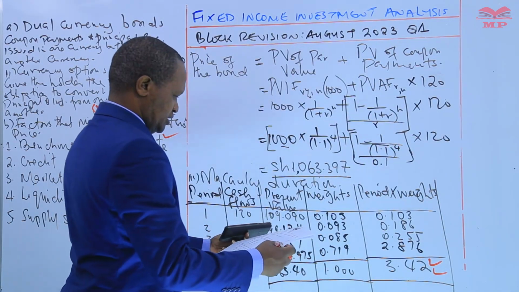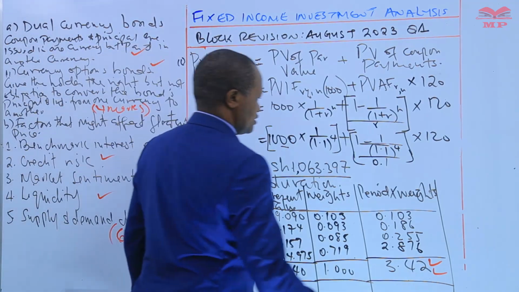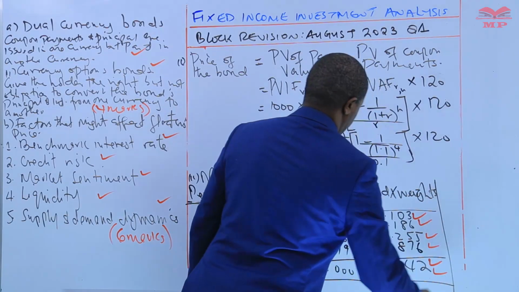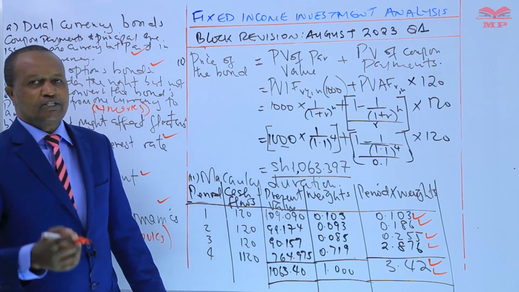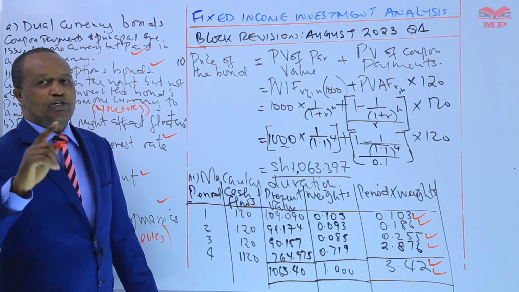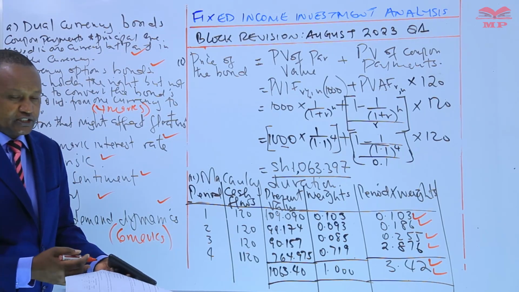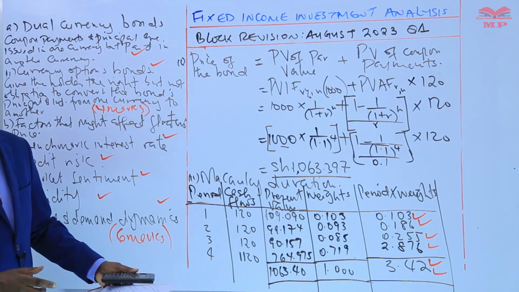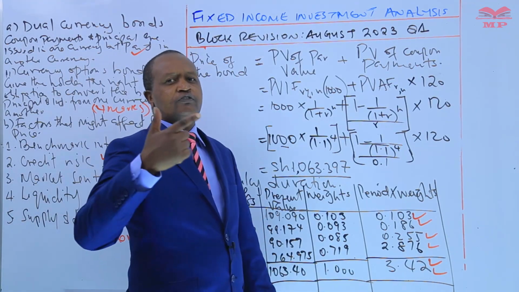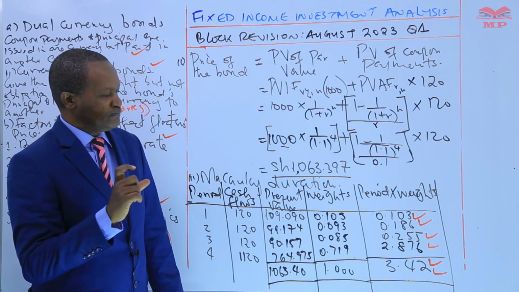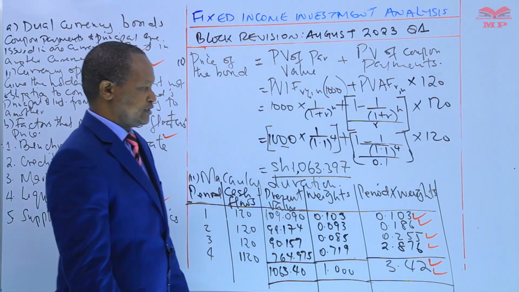So how many marks? These are just 2 marks. Can you imagine? Just 2 marks because it is simple. Remember I said Macaulay duration is a concept that is used in fixed income investing to measure the average time it takes to receive all the cash flows, both the principal and the coupon payments from a bond. So it is going to take 3.42 years.